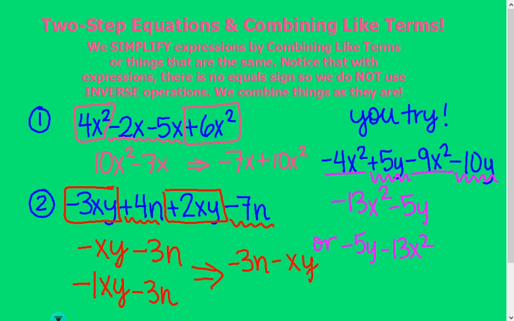All right, if you're coming back with me, hopefully you're able to get one of these two answers. Negative 4x squared and negative 9x squared, those combine to a total of negative 13x squared. Positive 5y minus 10y, that combines to negative 5y's. Remember that you could write your answer in the opposite way. These guys are equivalent because they both have negative 5y's and they both have negative 13x squared.